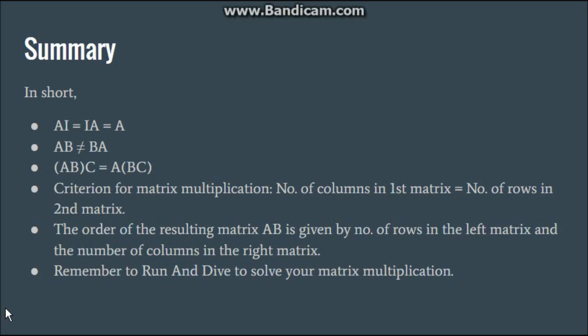Okay, so for a summary and recap. In short, AI equals IA, which is equal to the matrix A, and the matrix A times matrix B is not equal to matrix B times matrix A, and so the order does matter. However, matrix A times matrix B times matrix C is equal to matrix A times matrix B times matrix C, because the order here is the same. And the criterion for matrix multiplication is that the number of columns in the first matrix is equal to the number of rows in the second matrix, and the order of the resulting matrix AB is given by the number of rows in the left matrix, which is A, and the number of columns in the right matrix, which is B. And remember to run and dive to solve your matrix multiplication.